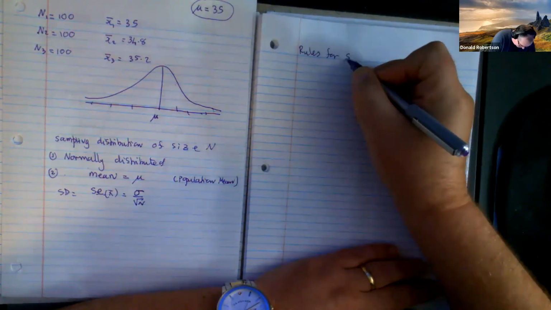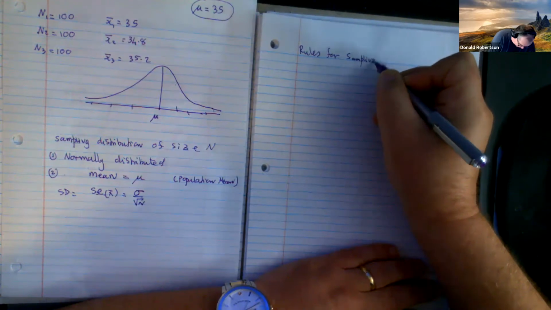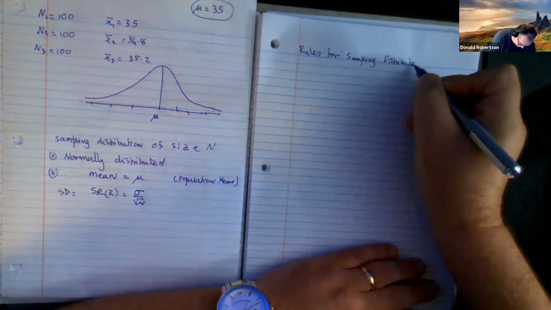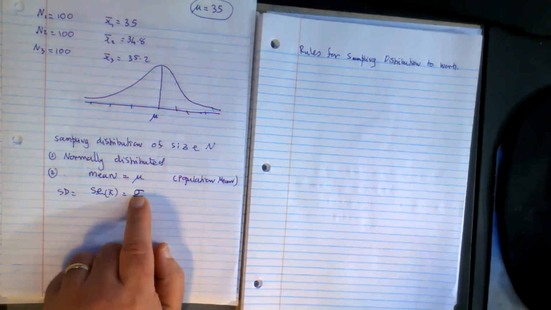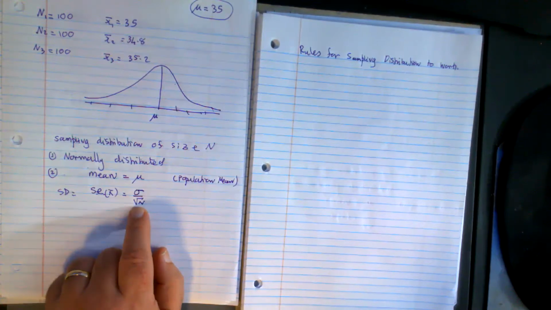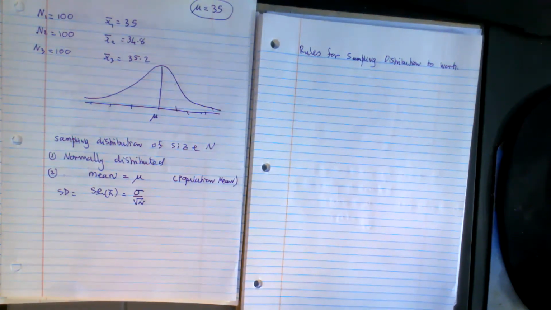Now, the rules for a sampling distribution to work. Wait, so that sigma is just the standard deviation, right? It's just the standard deviation of the population. Okay. And N is the sample size. And we're finding SE of the mean? You're finding SE of the sampling distribution, this shape here. Okay.